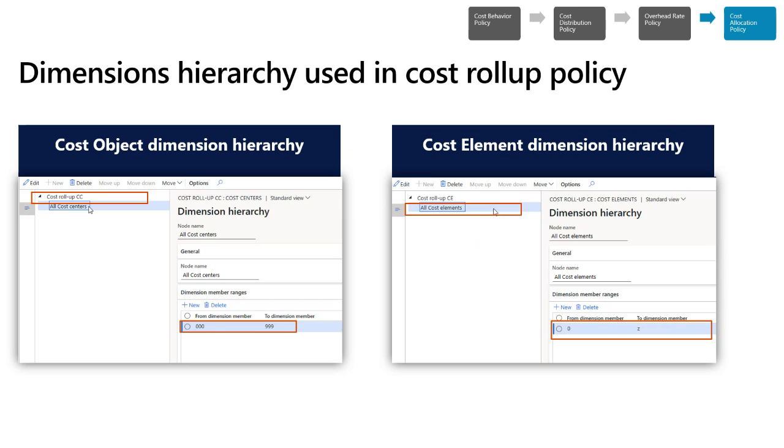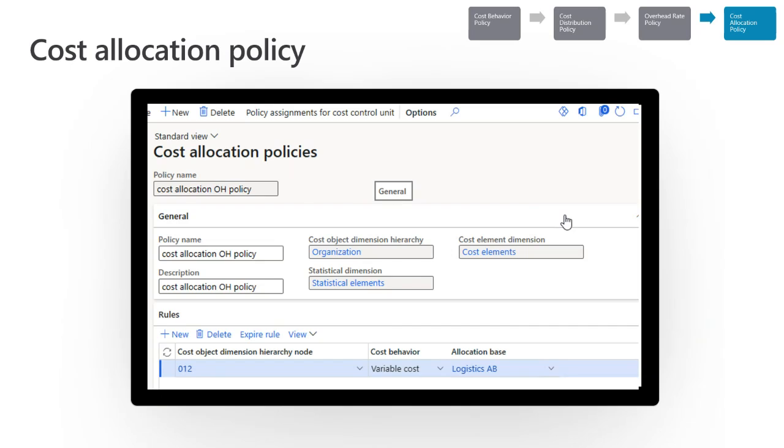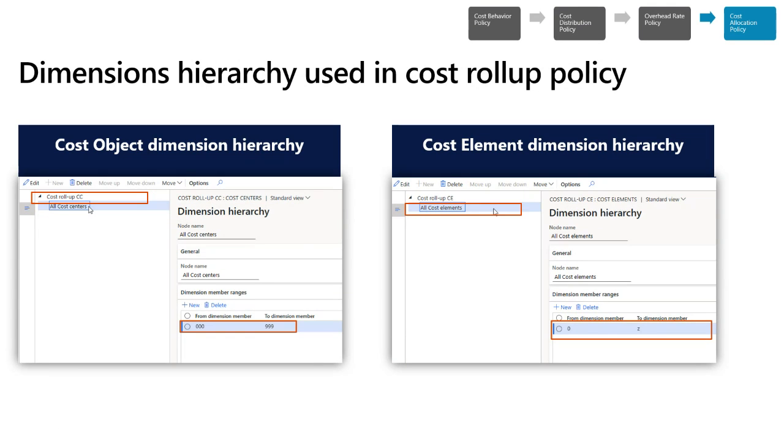For the cost rollup policy, we have these two dimension hierarchies. Cost rollup CC, the dimension hierarchy for all cost centers. This hierarchy has all cost centers configured under one node by defining the range highlighted. And we're using the cost rollup CE dimension hierarchy for cost elements. This hierarchy has all cost elements configured under one node by defining the range highlighted. With the details on relevant data needed for policy definition, now let's understand the details of the cost allocation policy.